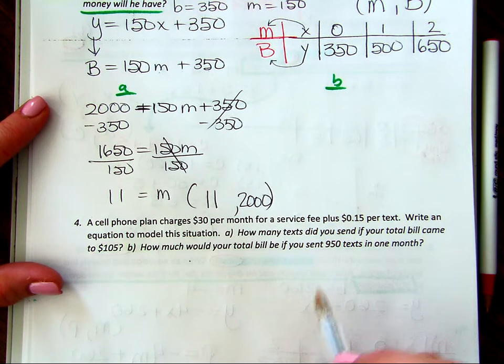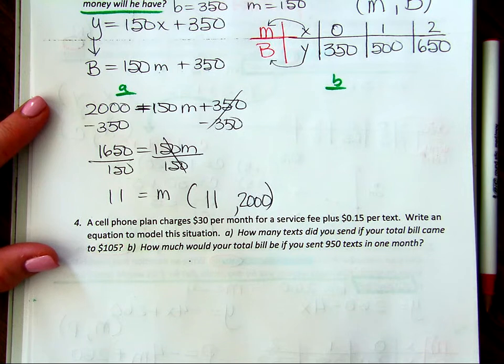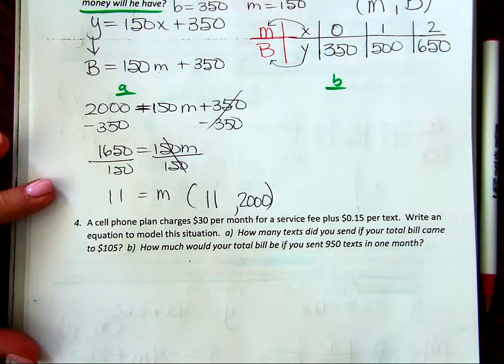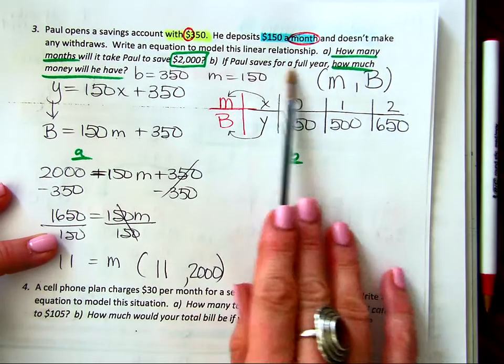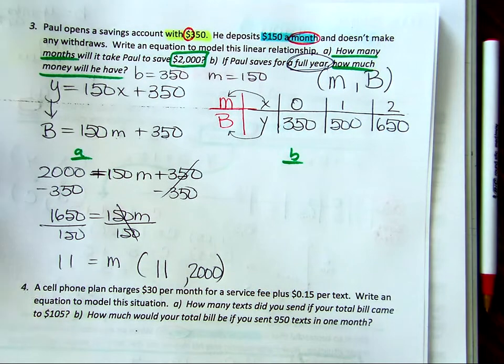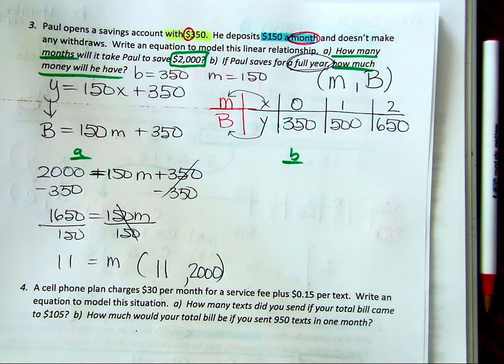Now read question B. Not, here's how much money he wants, how long will it take him? Here's, he saved for this long, how much money does he have? Do you see the opposite questions? He saves for a full year. So be careful, because I kind of put this in here to trick you. Full year, what does that mean? What number do I use? 12. Yep. And where do I put it? Obviously in for the M, right?